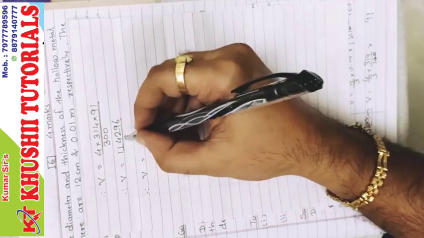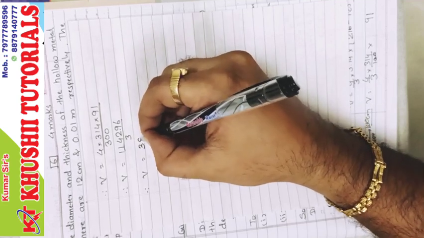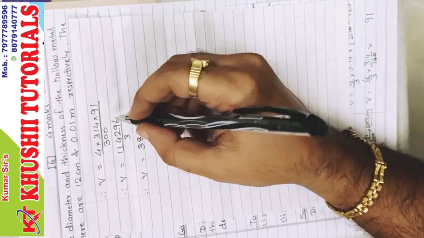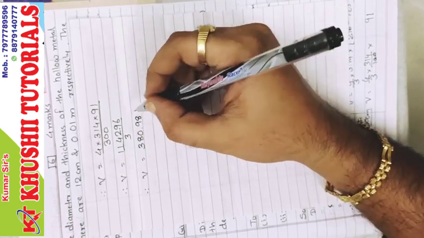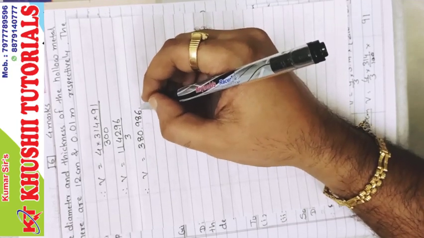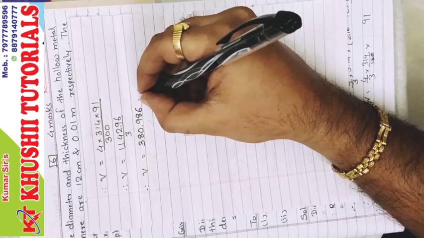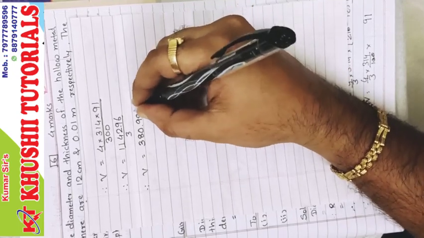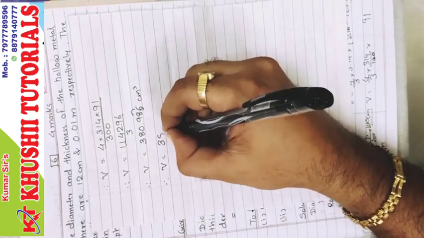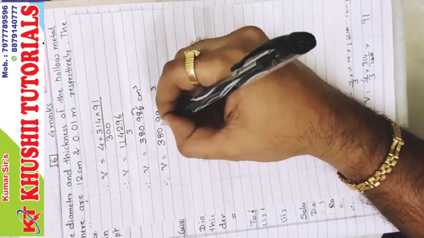Therefore volume is equal to, 3 3s are 9, 3 8s are 24, and so on. The 6s will keep coming, so we will not write them, we will write just till 3 digits in centimeter cube, and we know the third digit is more than 5, so volume is equal to 380.99 centimeter cube. This is the volume.